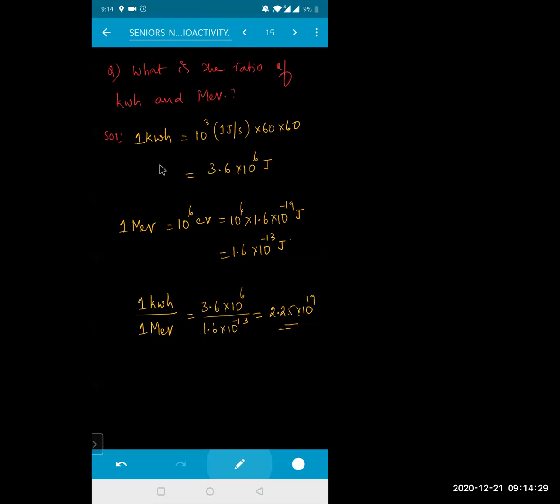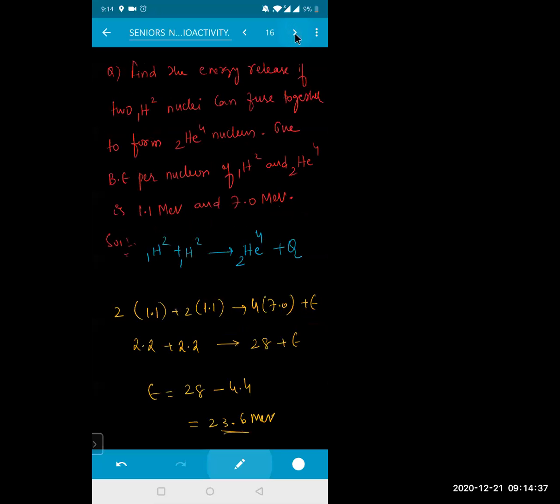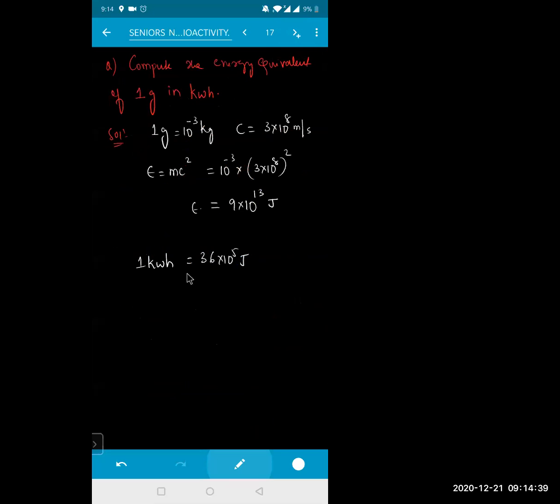So 1 kilowatt hour is 3.6 into 10 to the power of 6 joules, nothing but 36 into 10 to the power of 5 joules. So 1 kilowatt hour is 36 into 10 to the power of 5 joules. That means 1 joule will be equal to 1 kilowatt hour divided by 36 into 10 to the power of 5.